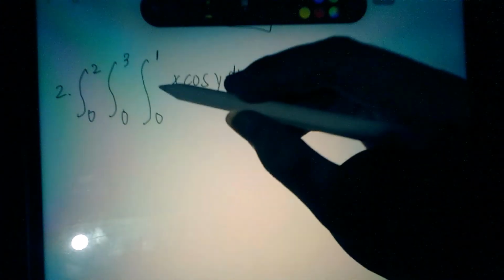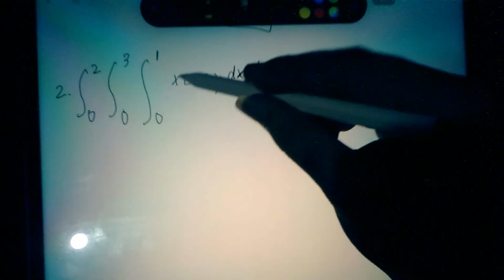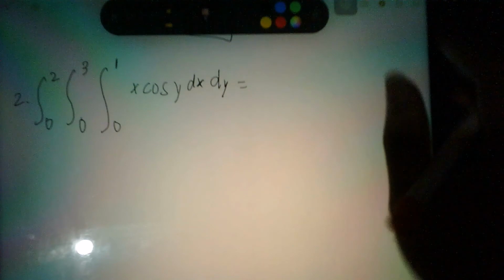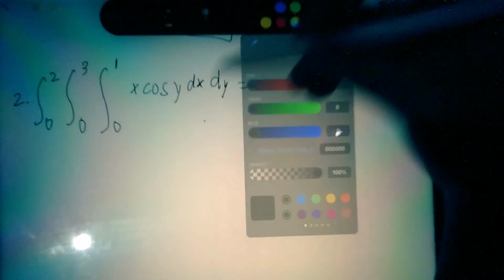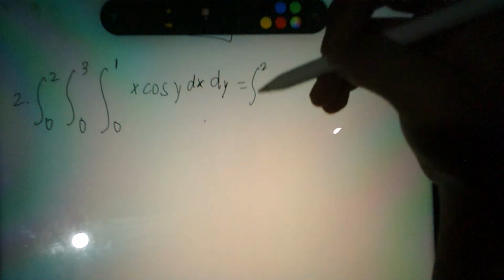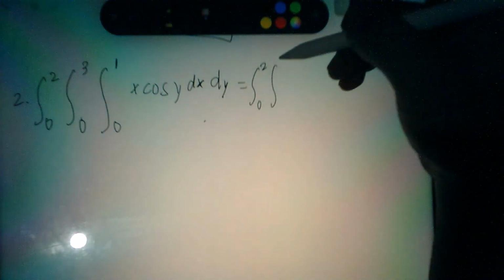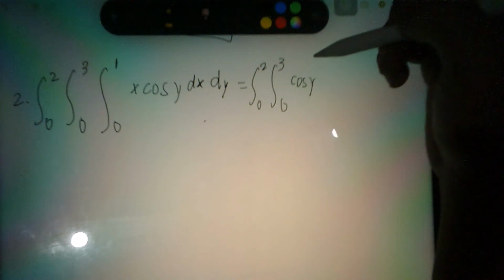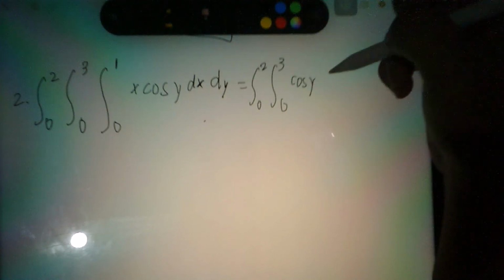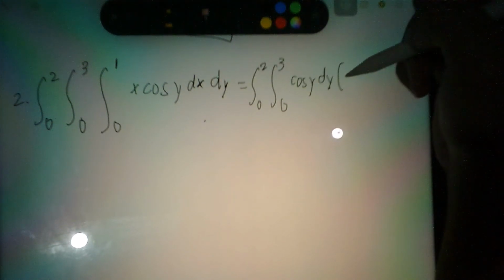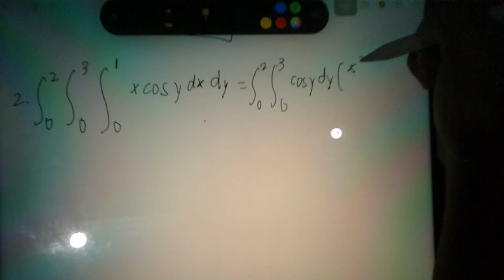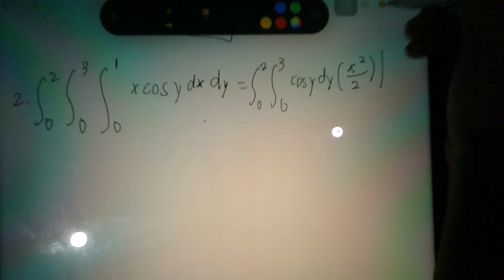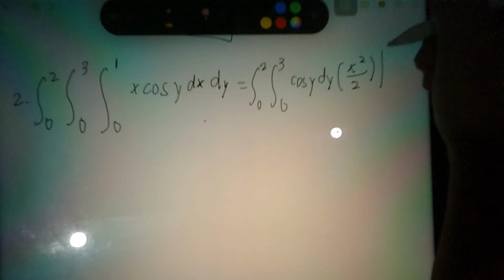So first we need to integrate this part, x dx. The integral of x is x squared over 2, with limits 0 to 1, and cosine y is constant because we are referring to dx. So cosine y dy times x squared over 2.